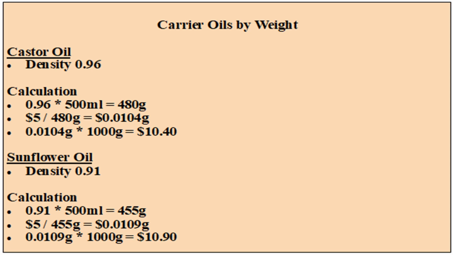For sunflower oil, it sits at 0.91, so it sits in between coconut and olive oil on average, and 500ml of that is 455 grams. And let's say again you pay $5 for 455 grams, that works out to be 0.0109, and when you times that by 1,000, you get $10.90 a kilo.